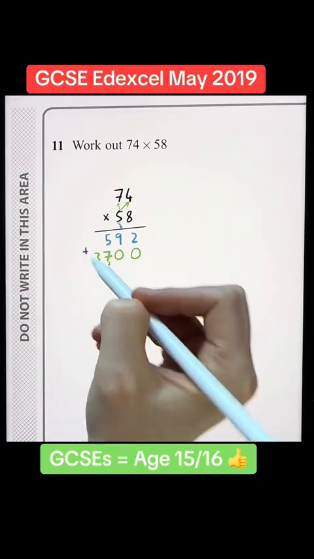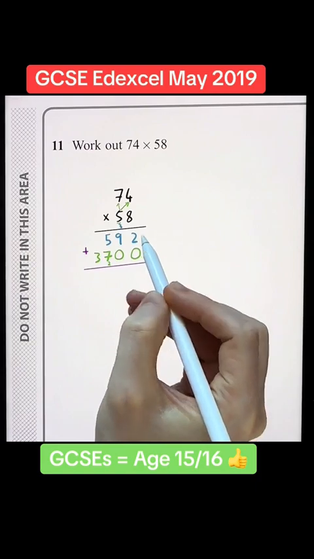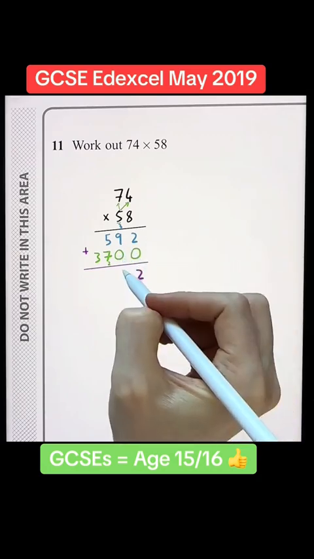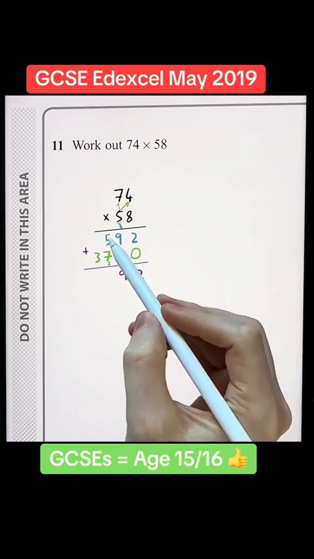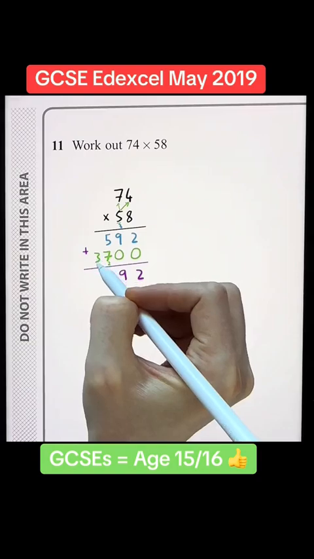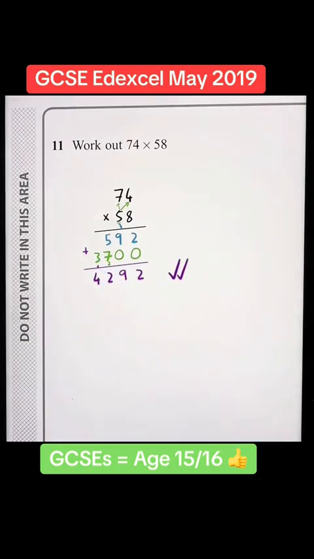Adding up my 2 rows. Starting on the right, I know 2 add 0 gives us 2. 9 add 0 gives us 9. 5 add 7 gives us 12, so 2 down, carry the 1. And 3 add 1 gives us 4.